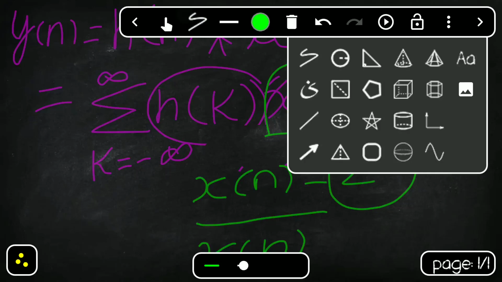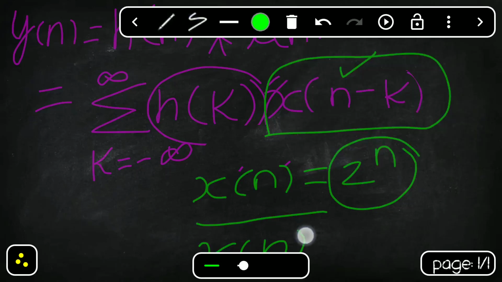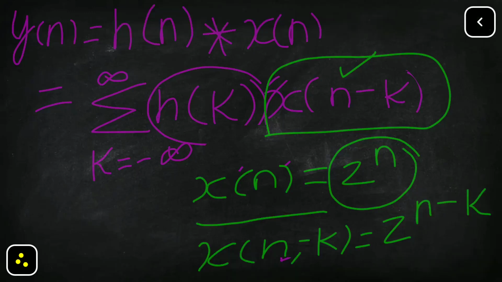What I can say here is that x of n minus k will become z to the power of n minus k. Now that one we are going to substitute over here. So here we are taking x of n minus k as z to the power of n minus k. You got it?